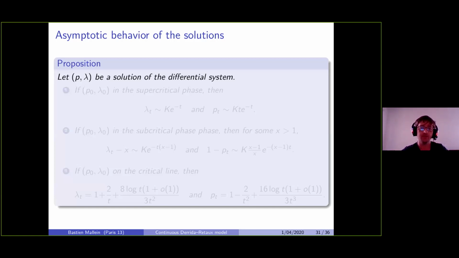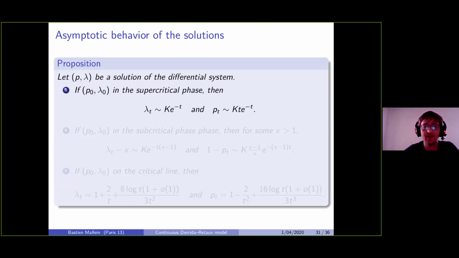Okay, so now we can study the asymptotic behavior of the solutions using standard techniques of ordinary differential equations. And what you observe is that if you're in the supercritical phase, then lambda t behaves as some constant times e to the minus t, and pt like t e to the minus t. So p goes to 0 really fast, as does lambda. And the expectation of xt is similar to 1 over lambda t. So you see that the free energy will be equal to k.